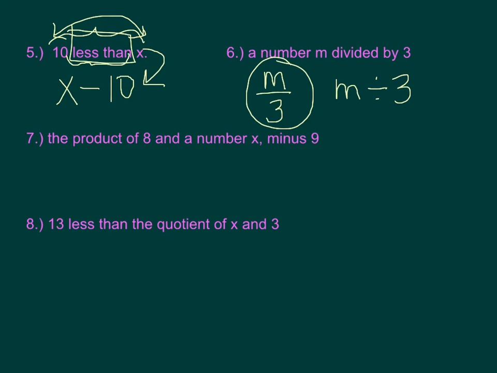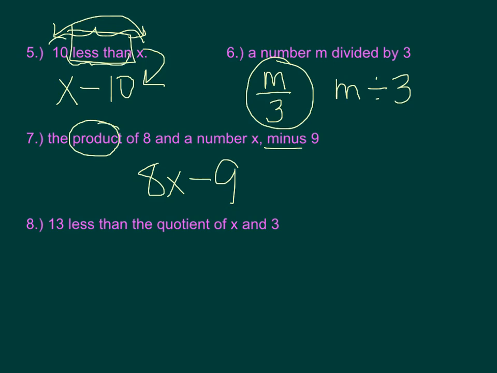Number 7, the product of 8 and a number x minus 9. Okay, so product means to multiply. So the product of 8 and a number x. Okay, so I have 8x, okay, minus 9. Now you notice with the minus I didn't switch the order. Okay, it's only with the less than that I'm going to switch the order. Okay.